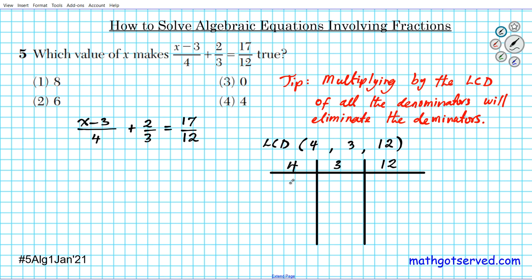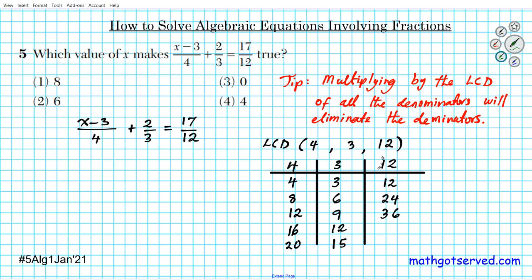So let's start with 4. Let's write down the multiples of 4. 4 times 1 is 4, 4 times 2 is 8, 4 times 3 is 12. Oh, wow, look at 12. Does that look familiar? It's one of the numbers we're considering, so let's keep that in mind. We have 16 and 20. All right, let's take a look at 3. 3 times 1 is 3, 3 times 2 is 6, 3 times 3 is 9, 3 times 4 is 12 again, 3 times 5 is 15. And then 12: 12 times 1 is 12, 12 times 2 is 24.